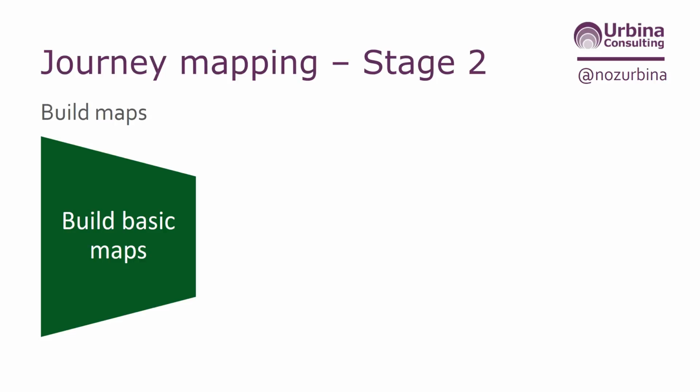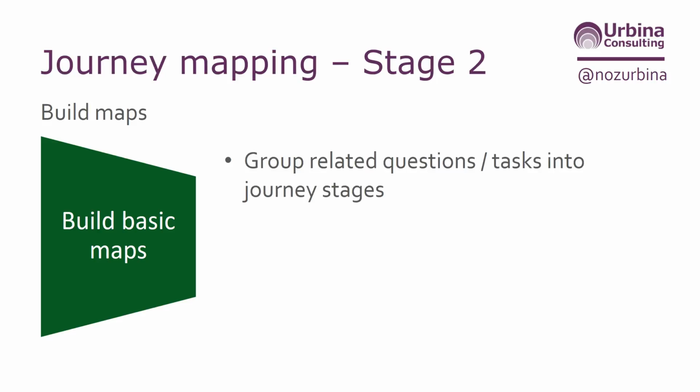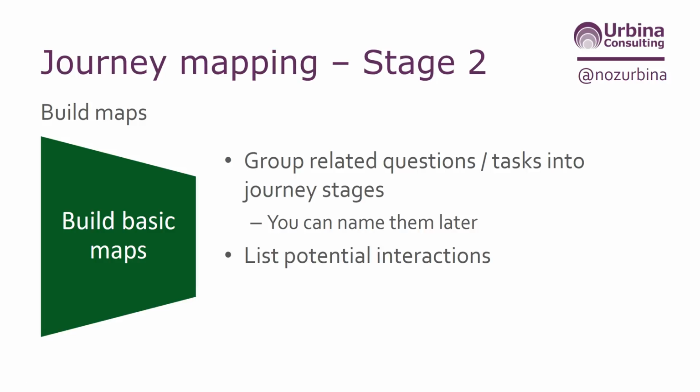From those questions, we build out our maps. So we group related questions and tasks into journey stages, which don't necessarily have to have names at this point. You can name them later, but we are listing the things that people might ask and the order that they would ask them in. And we can also list potential interactions. So if someone has to ask a friend, or go on a website, or is asking about a device, we can list those potential interactions there that are basic to our journey.